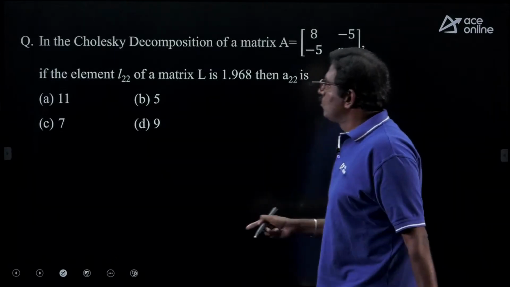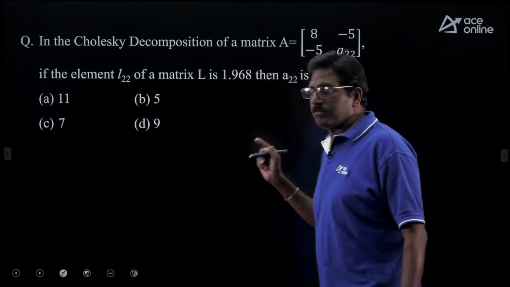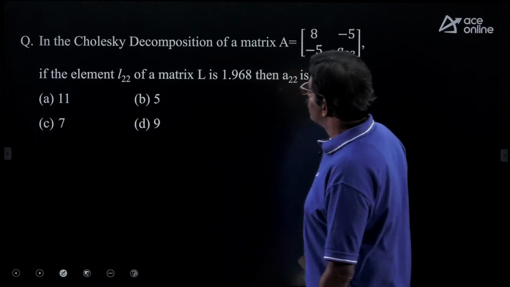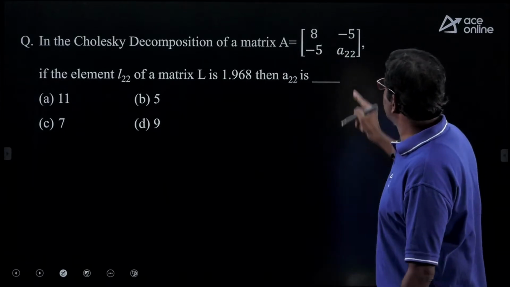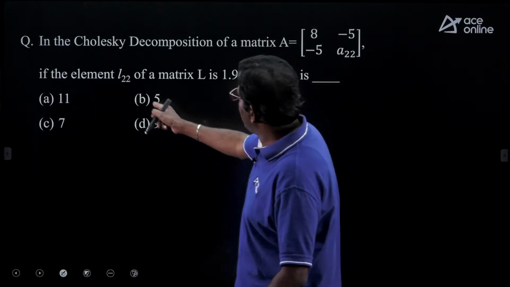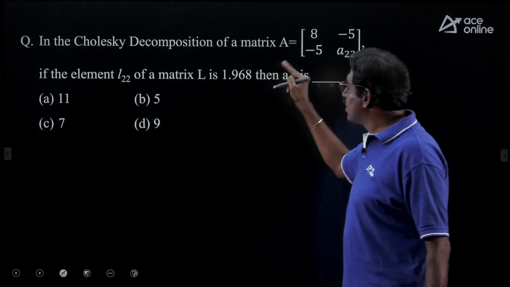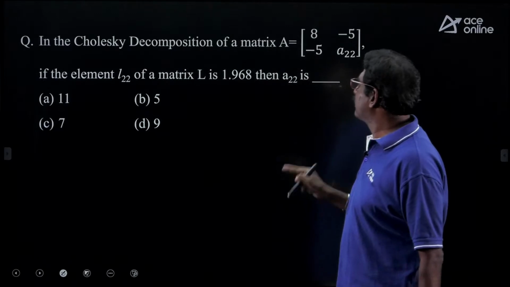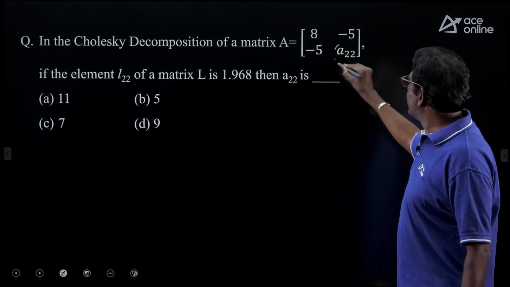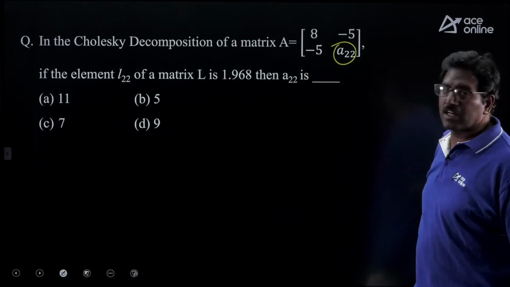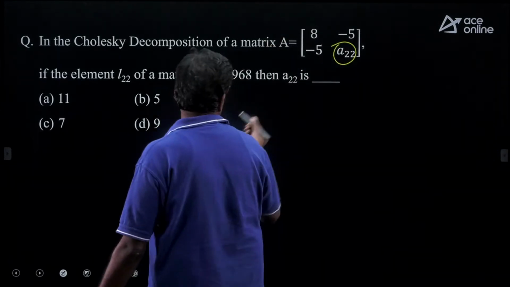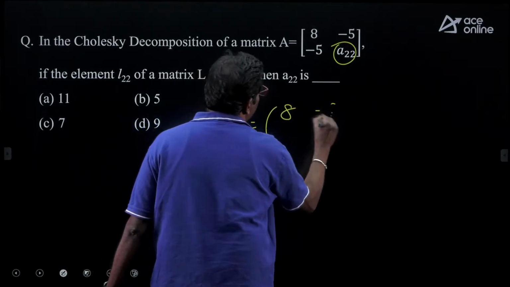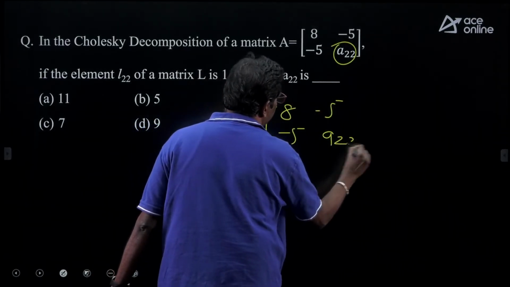Now coming to one more question. This is the third question in linear algebra. The Cholesky decomposition of a matrix capital A. If one element, L22, of the lower triangular matrix is given, then what is A22, the principal diagonal element? They are asking here. Now what is A here? Given A is equal to [8, -5; -5, A22].